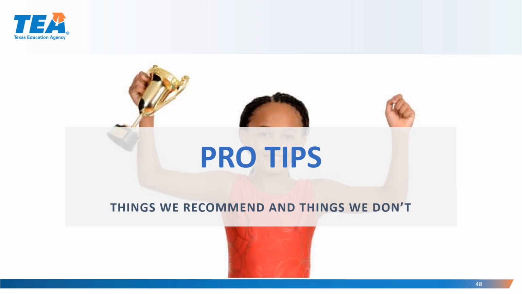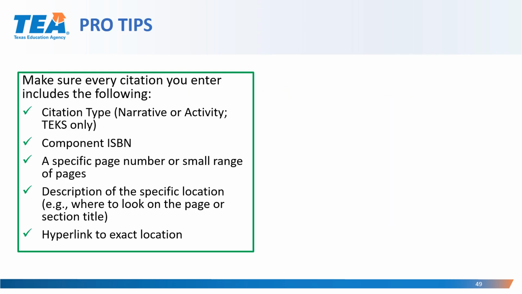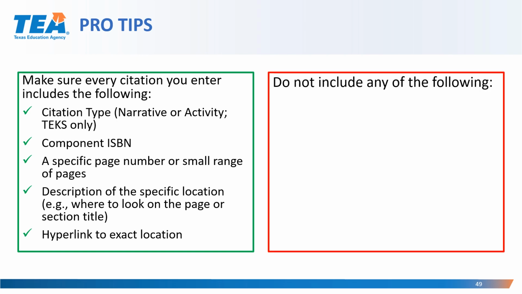Now, I know you all want to complete your correlations like a pro, so I'm going to share some tips on the next few slides. Make sure you complete every field for every citation. It is in your best interest to keep the reviewers happy, and the best way to do that is to make the review easy to complete by providing very descriptive, easy to follow citations.